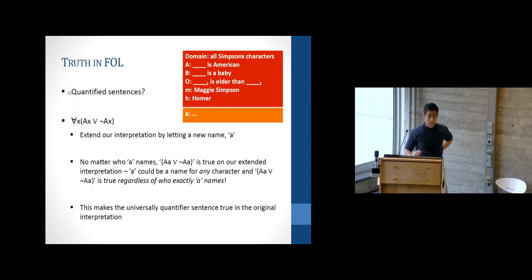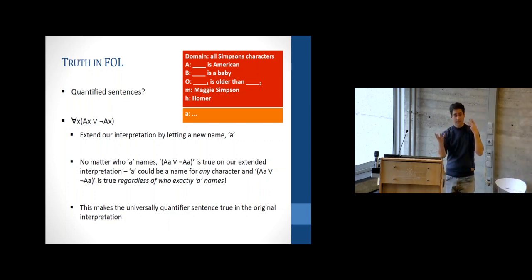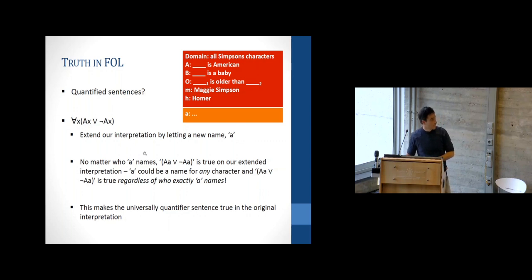What about universal sentences? We have to be able to extend for any possible object in the domain. So basically, we have a new name for any object that we have in the domain, no matter if we named it already or not. And then you notice whoever A names, this sentence is going to be true, because this is a tautology in truth functional logic. So this first order language sentence is true.